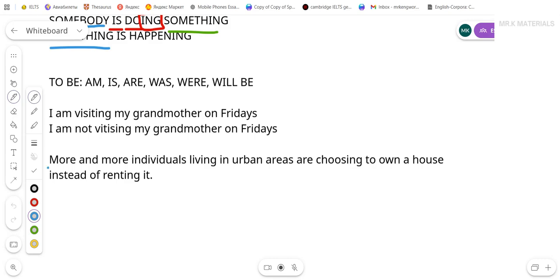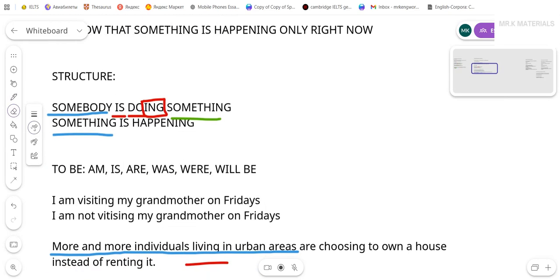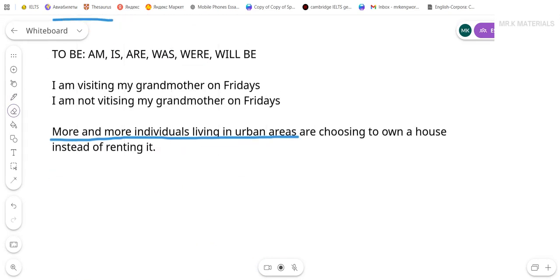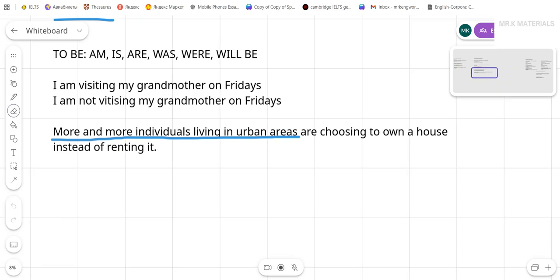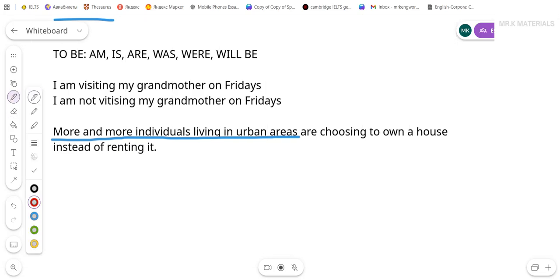Let's go. I have more and more individuals living in urban areas. This is one subject, like one noun. It can be long, it can be 10 words, it can be 20 words, doesn't matter. Yes, here it is quite long because it can be long. No problems with it. You may say, isn't this living my verb? But we just talked that the structure here involves to be. I don't have a to be here, so probably it's not a verb. It is a different thing. It's called participle clause. We're not going to talk about it now, but you should be able to understand that this is not a verb. It's a part of the subject.